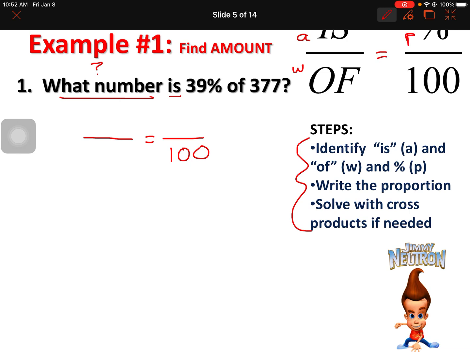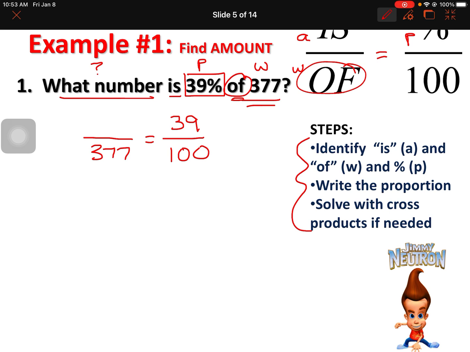Now, this is the easiest thing to see. This is our percent. So this is our P, and so that always goes above the 100. So we're going to put that there. And then it says of 377. So the of is our whole. And so it's asking what number is 39% of this whole. And since we see the word of, that tells me it's going to go on the bottom of my proportion. And so we're going to put the 377 on the bottom.